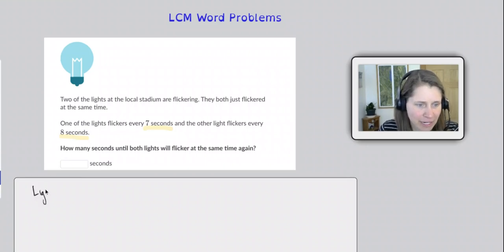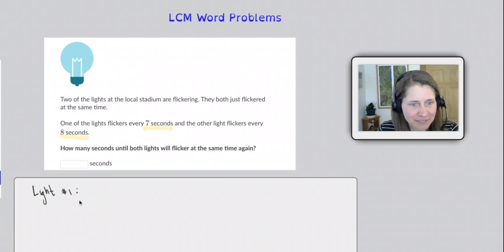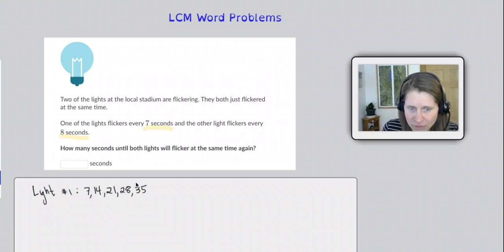So let's think about light number 1, it is flickering every 7 seconds. That sounds a little annoying to me. That's a lot of flickering. All right, so it's going to flicker at 7 seconds, right? When's the next time it's going to flicker? Well, 7 plus 7 is 14, or 7 times 2. It's going to flicker again in another 7 seconds, so 21. And really, we just have a list of our multiples of 7. So I have 7 times 1, 7 times 2, 7 times 3, 7 times 4, 7 times 5.